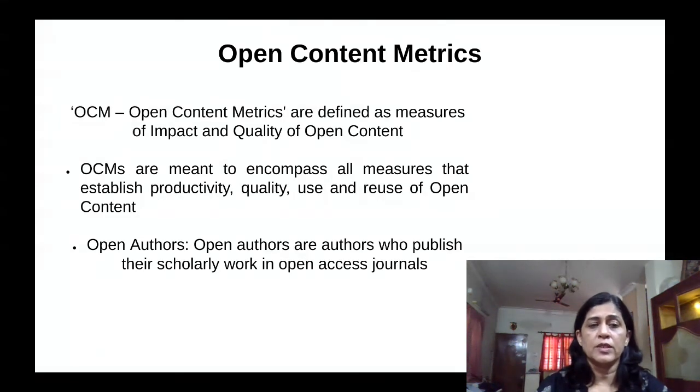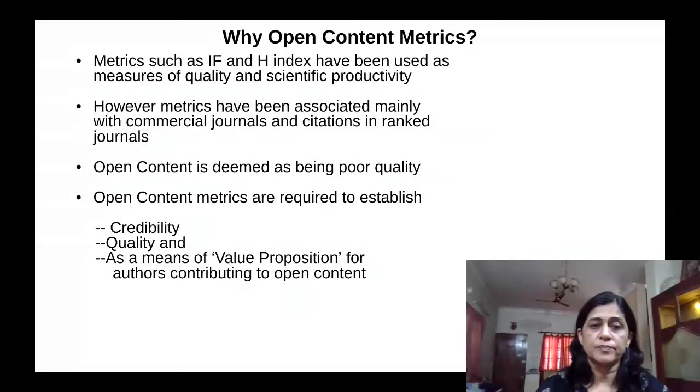Open content metrics are defined as measures of impact and quality of open content. OCMs are meant to encompass all measures that establish productivity, quality, use, and reuse of open content. Also, we would like to introduce the concept of open authors. Open authors are authors who publish their scholarly work in open access journals. Now, why OCMs? Why open content metrics? Metrics such as IF and H index have been used as measures of quality and scientific productivity over time. However, these metrics have been associated mainly with commercial journals and citations in ranked journals. Open content is deemed as being of poor quality.